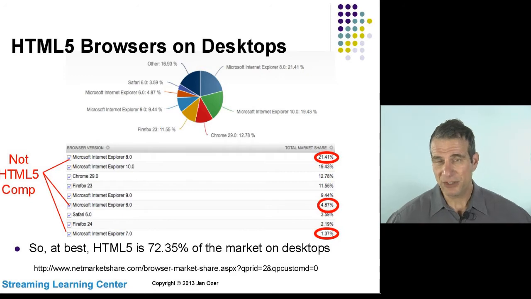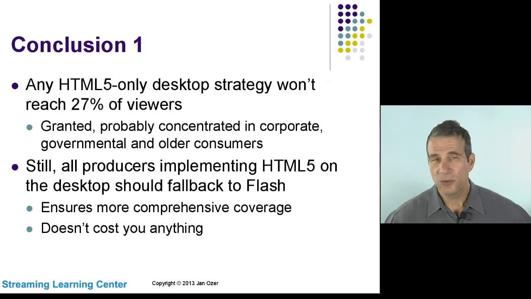Of the top 10 browsers, Internet Explorer still dominates, and Internet Explorer didn't become HTML5 compatible until version 9. So version 8, version 7, and version 6 combined to about 27.65%, which means that 72% are HTML5 compatible. So again, if you decided not going to use Flash anymore, no Flash fallback, going straight HTML5, then 27% of the potential viewers out there couldn't view your video streams.